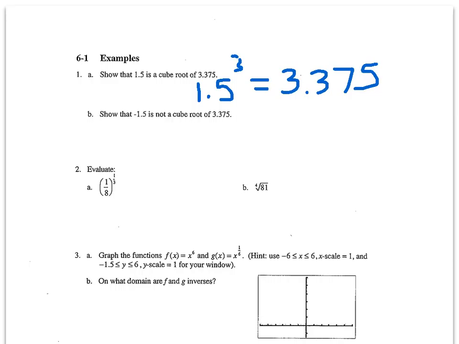In our calculators, can we do 1.5 to the third power? Yeah, absolutely we can. Or 1.5 times 1.5 times 1.5, and guess what you get? 3.375. Okay, so there you go for that one.